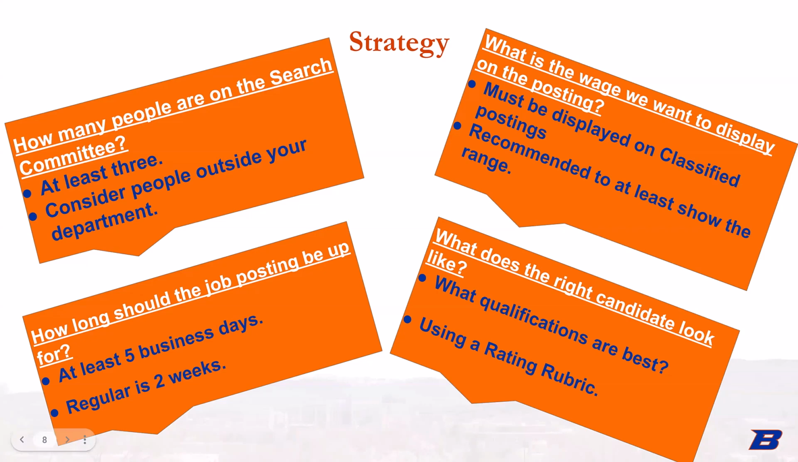So one of the first things that needs to be decided is who will be on the search committee. This is usually decided by the chair/supervisor. We recommend having at least 3 members. Having an odd number of people on a committee helps promote fairness, and consider using members outside of your department to get an outsider's perspective.